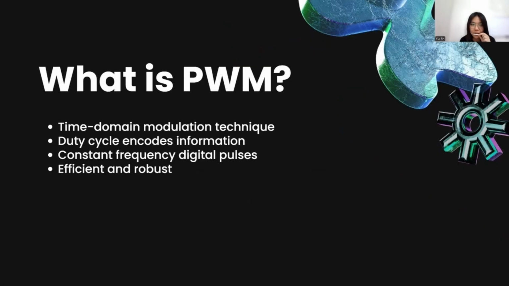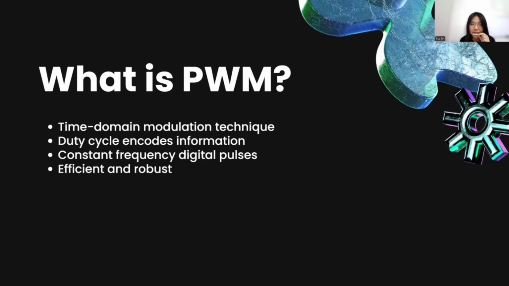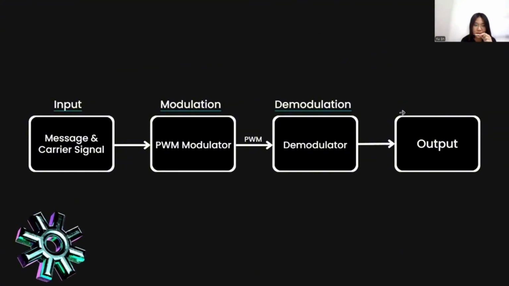Pulse width modulation, also known as PWM, is a technique used to represent analog information or control power by varying the width of digital pulses while keeping the frequency constant. This makes PWM efficient. We will focus on two main processes, modulation and demodulation.